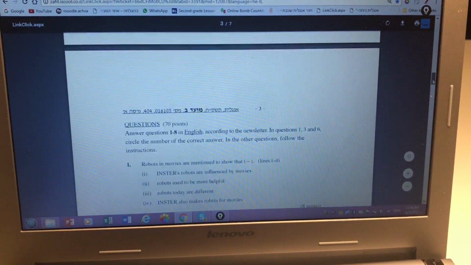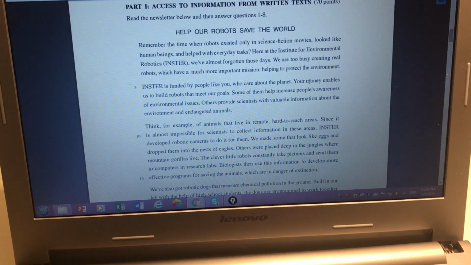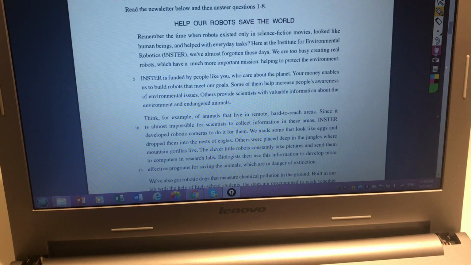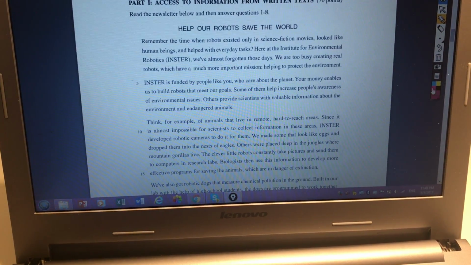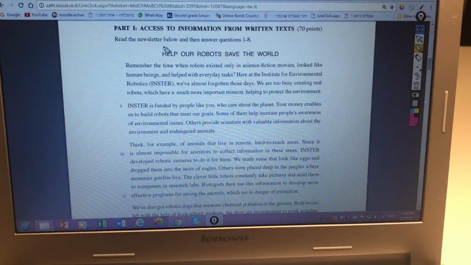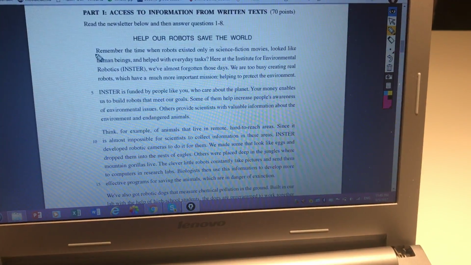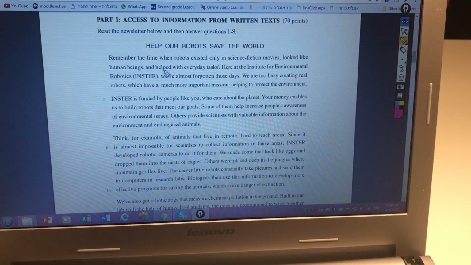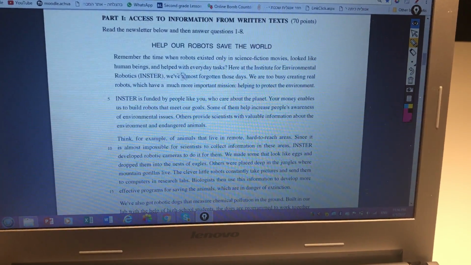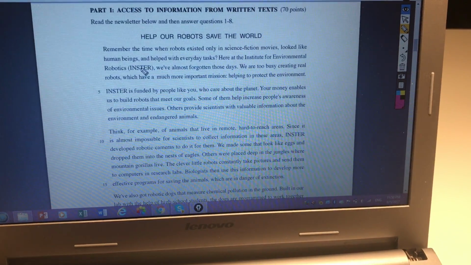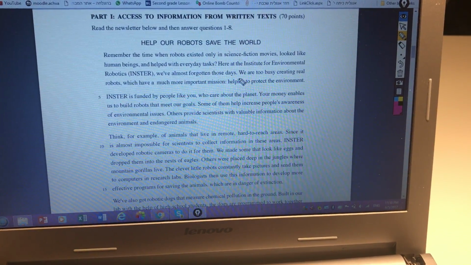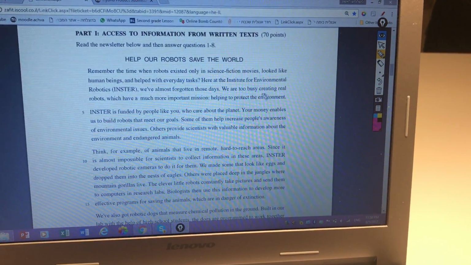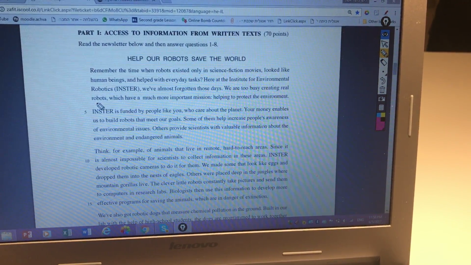So if we go back, okay, let's pull this back up. And let's make sure we're on the thin line. Let's get a pink color so it'll be bright and useful. Remember, we have lines 1 through 4. Remember the time when, okay, the movies and science fiction looked like human beings and helped everyone with everyday tasks. Here's the institution Inster. Okay, we've almost forgotten these days. Why? Because they do not make these kind of movies where robots exist and they look like humans. They're busy creating real robots.